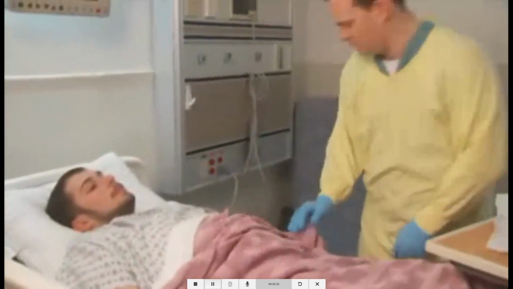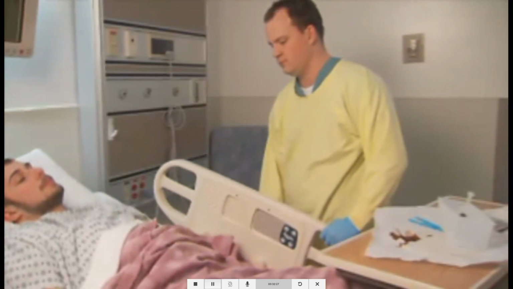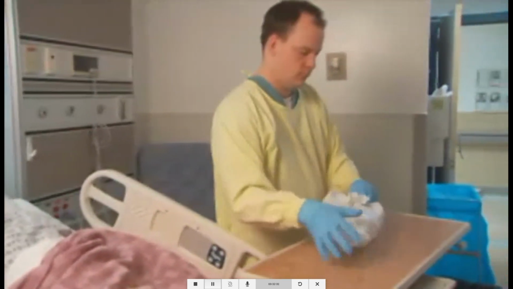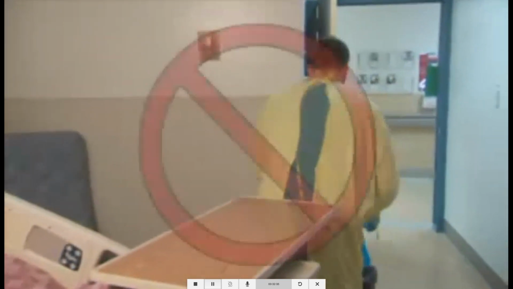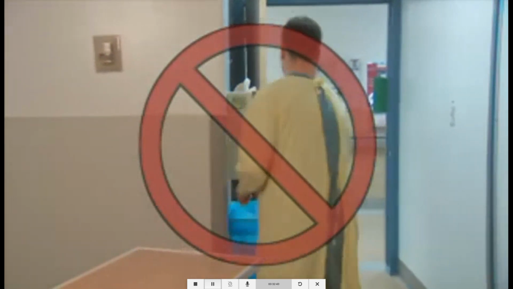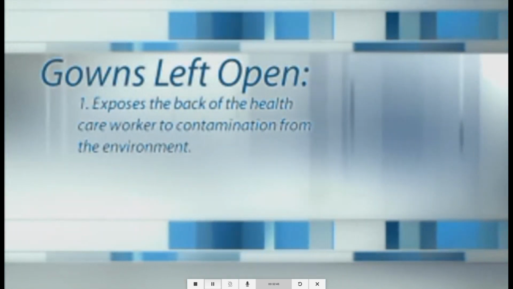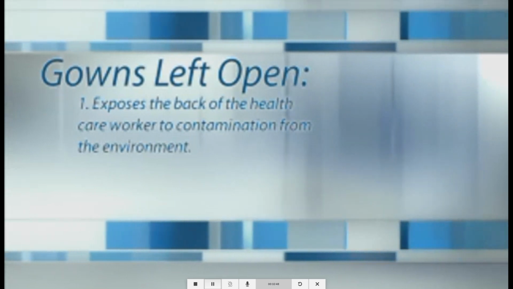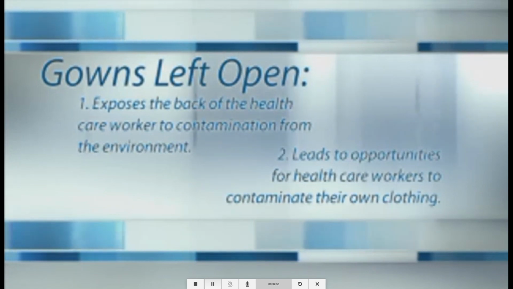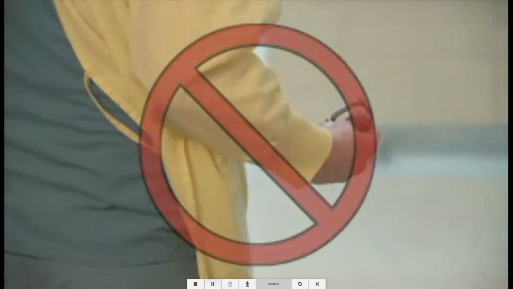Here's just a few things to remember to avoid. Often shortcuts are taken because healthcare workers are busy, especially when a patient is on isolation. Here are a couple of mistakes that healthcare workers often make. First, they avoid or forget to tie the bottom strings on a gown or isolation gown. This leads to two potential problems. One, gowns left open expose the back of the healthcare worker to contamination from the environment. Two, often when gowns are left untied, they lead to opportunities for healthcare workers to contaminate their own clothing or even reach inside their pockets.